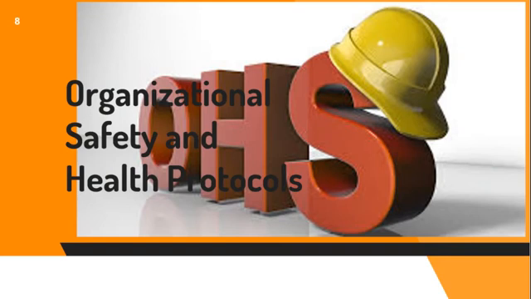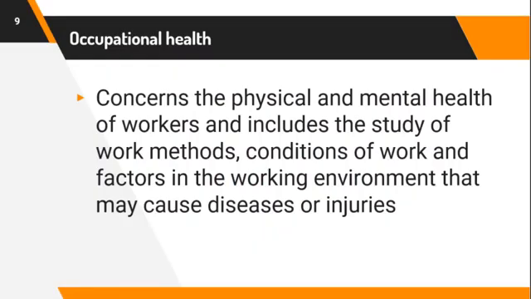Okay, so ISO, organizational safety and health protocols. That is the OHS. And what is this? When we say occupational health, it concerns the physical and mental health of workers. So it is focused on the physical and mental health of workers. These two go along with each other, and it includes the study of work methods, conditions of work, and the factors in the working environment that may cause diseases or injuries. So again, occupational health will make sure that the workers are being taken care of.